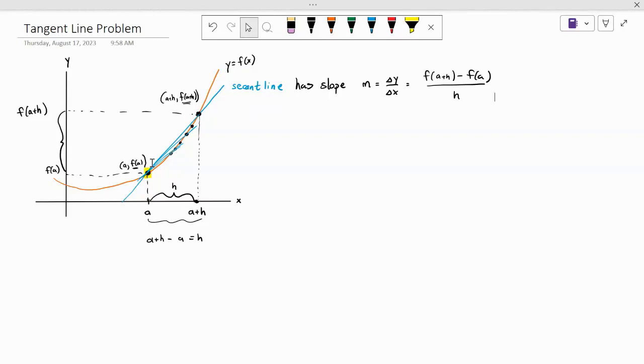And for our points to get closer to the fixed point, it's the same thing as saying that h goes to 0. So we're going to let h go to 0. And what happens is that as h goes to 0, at the limit, our secant line is going to become a line that just kisses the curve. So this line that results is called the tangent line to the curve.